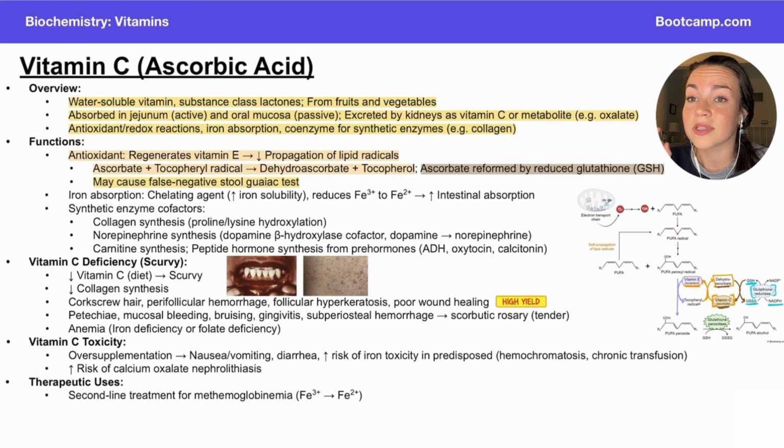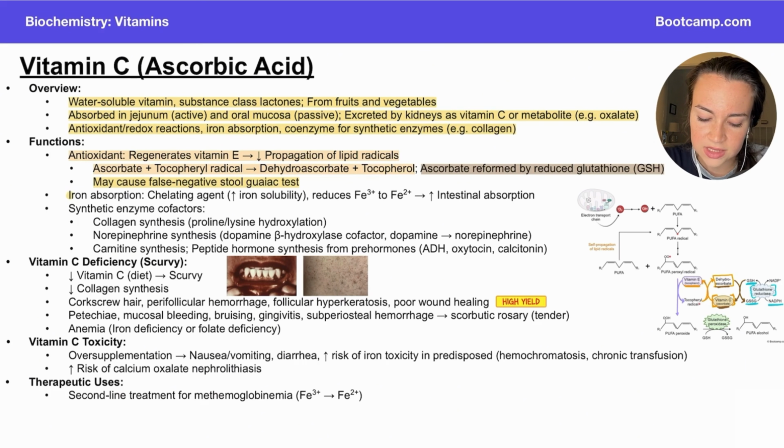The thing about vitamin C is that its antioxidant properties can interfere with this redox reaction that's going on with the peroxide and lead to a false negative test. So just one thing to keep an eye out for. And there are lots of things that cause false negative, false positive results in a stool guaiac test, which is why they're typically not used as confirmatory tests. All right, so that's enough about the antioxidant functions of vitamin C. Let's talk now about some of the other functions.